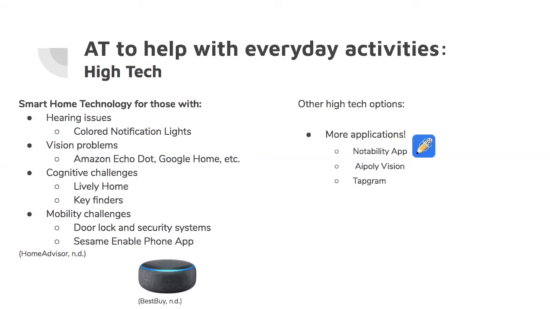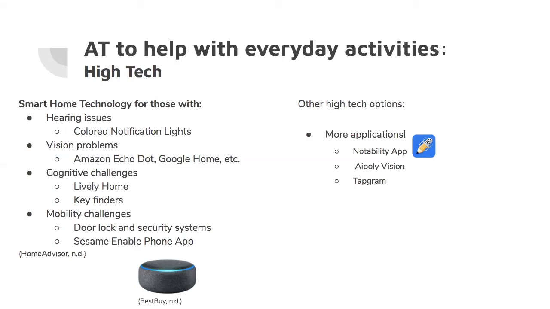For people with vision problems, there are things like the Amazon Echo Dot, Google Home, and other home systems. And these will help people who have visual problems because they can just use their voice as voice commands in order to access information or control systems throughout the home. And it's going to be especially helpful when integrated with other devices throughout the home, such as the lights or the thermostat.